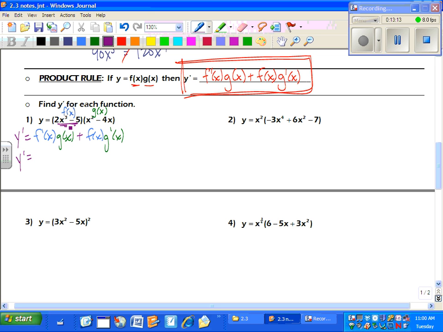So what's the derivative of f of x? 6x squared, and then we have the 5. What's the derivative of 5? 0, because it's a constant. So there's the derivative of f of x times g of x, so that stays the same, x squared minus 4x, plus f of x, so this stays the same, 2x cubed minus 5, times the derivative of g of x. So derivative of this, take it one piece at a time. Derivative of x squared, 2x. Derivative of negative 4x, negative 4.